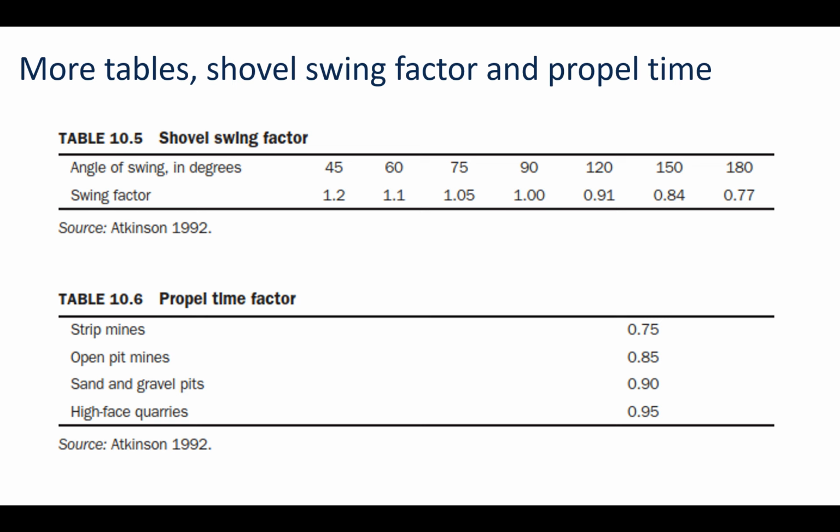Propel time factor varies on the type of mine, and in this case runs from 75% to 95%, right? 0.75 to 0.95, and differs based on the conditions that would be expected at those types of mines.